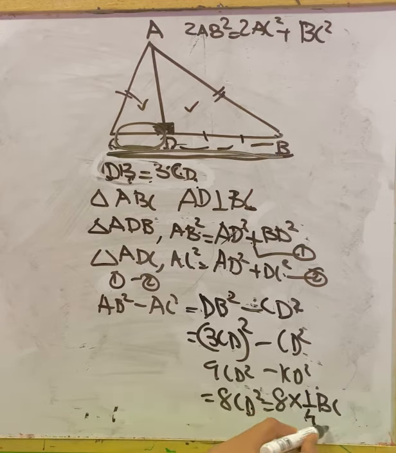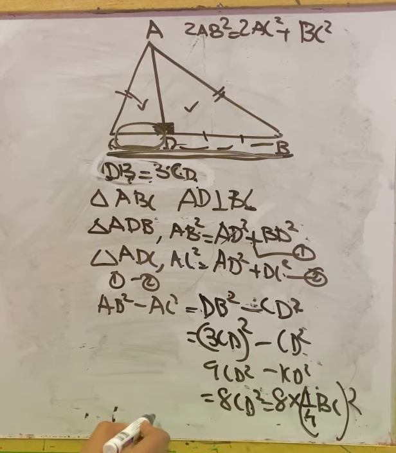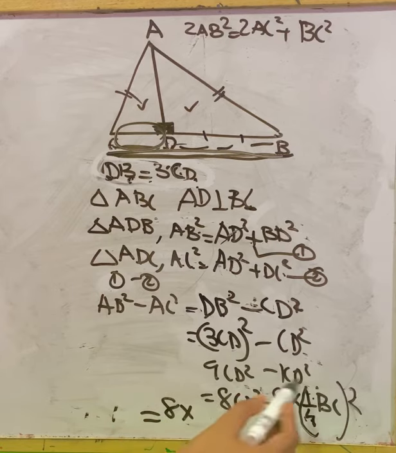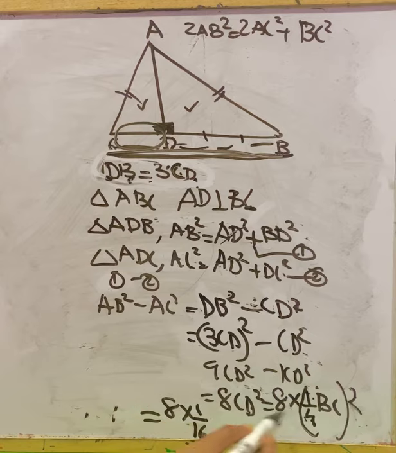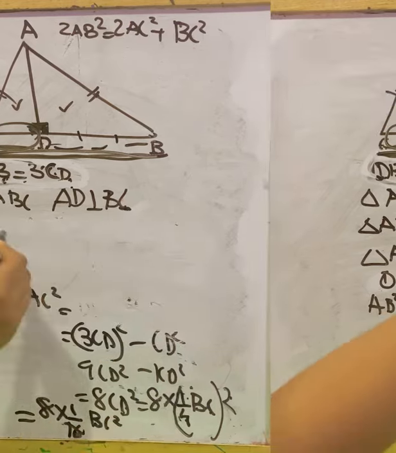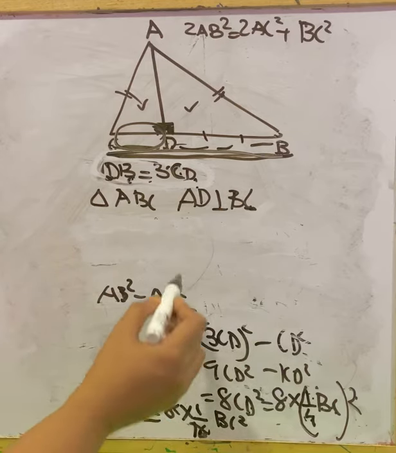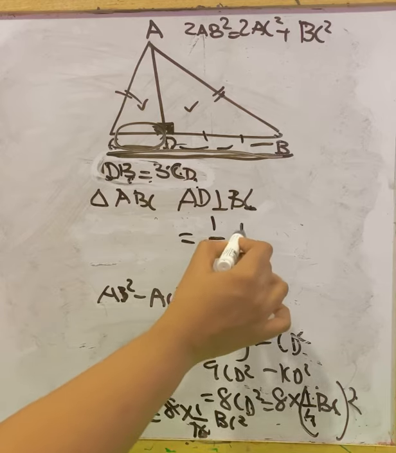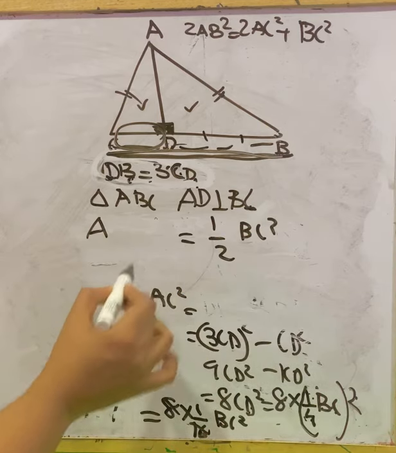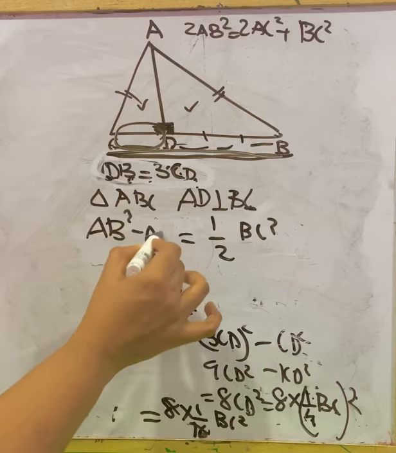Here CD is 1 by 4 BC. CD square means whole square. So this becomes 8 into 1 by 4 square, which is 1 by 16, times BC square. Now 8 and 16 after cancelling, we will get 1 by 2 BC square. So we will write here on the LHS part we have AB square minus AC square, keep it there. On the RHS part, 1 by 2 BC square.